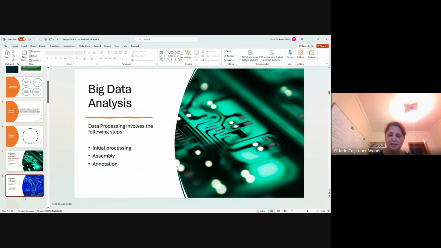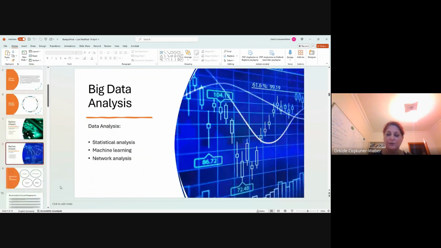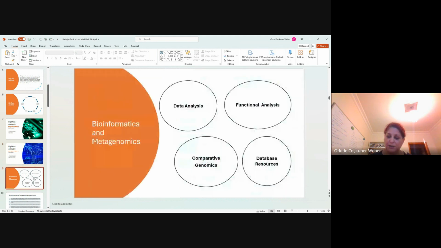Data analysis in big data analysis can be categorized as statistical analysis, meaning applying statistical methods to compare different samples or conditions within our data set, or usage of machine learning algorithms to find complex patterns in the data that may correlate with environmental factors or fish health outcomes, or network analysis, which involves the construction of interaction networks to understand the relationships between different microbial species or genes. So, we mentioned already the use of bioinformatics with big data and metagenomics.